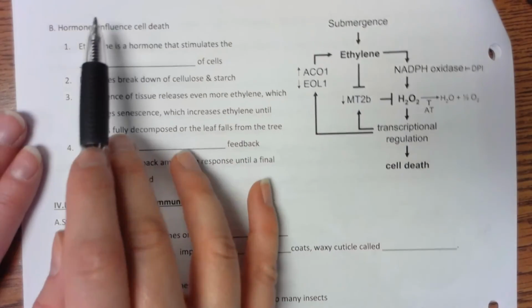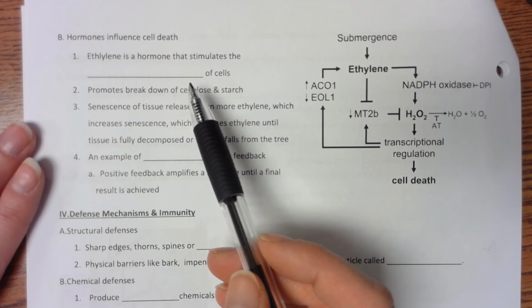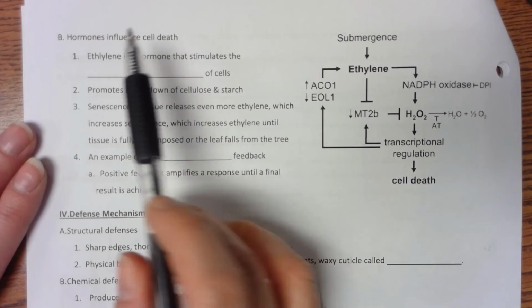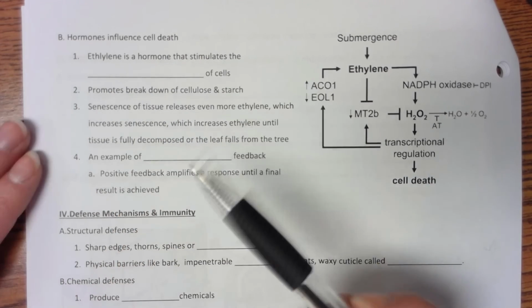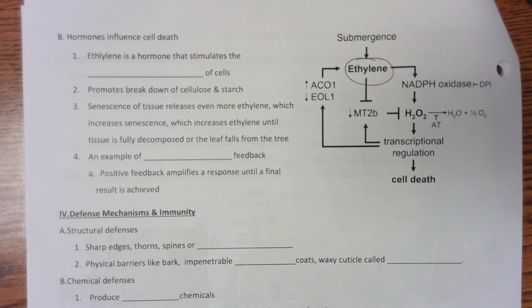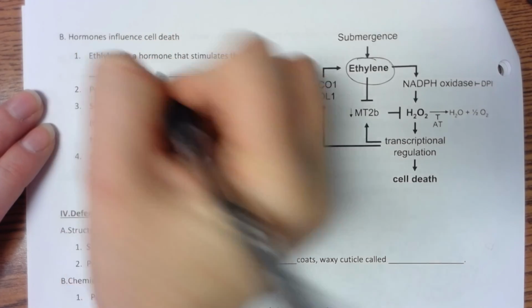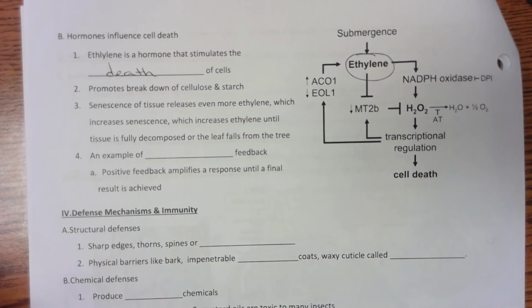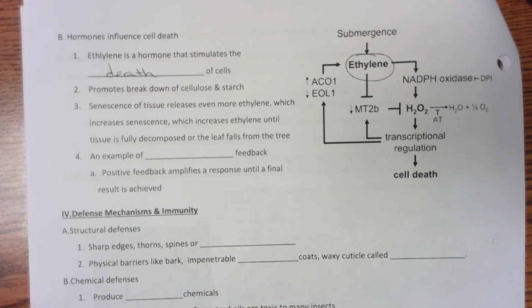Okay, and then the last thing, hormones are going to also be involved with cell death, and one major hormone is ethylene. The specific way it does that is because it promotes breakdown of cellulose and starch in the plant tissue.